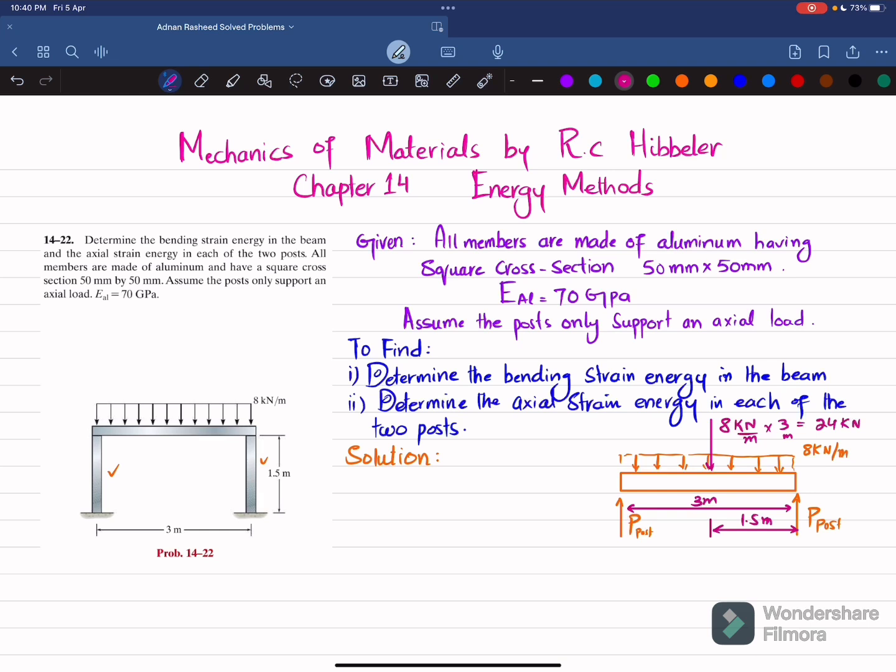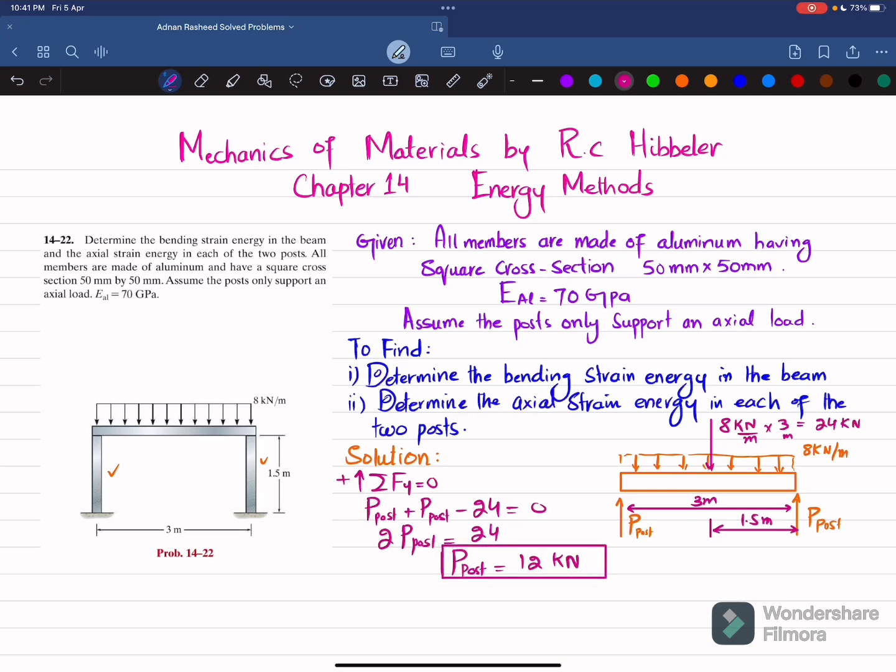Clear? Okay, now we will apply the equation of equilibrium. You can see the sum of all forces along the y direction must be equal to 0, and upward force is taken as positive. So P of post plus P of post minus 24 is equal to 0. P of post is the load that this post applies on this beam. So 2 times P of post is equal to 24. It means that each post applies a 12 kilonewton load on this beam.